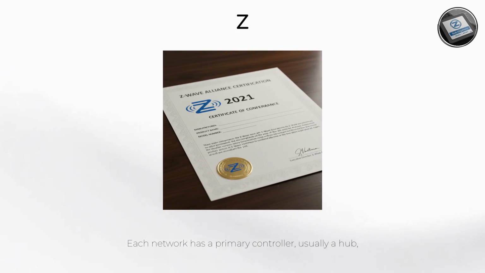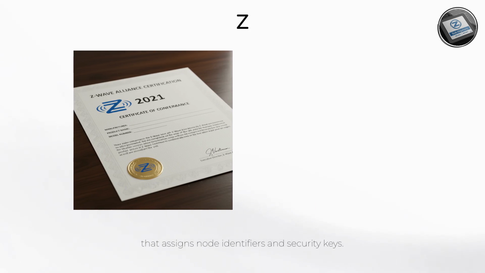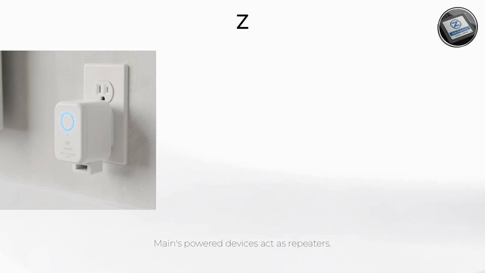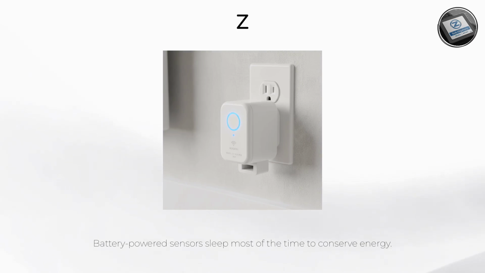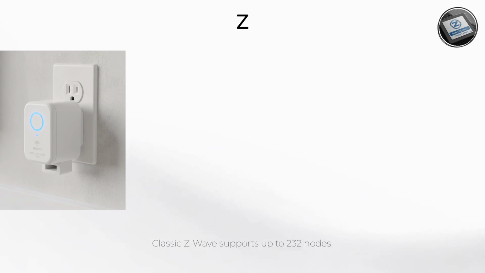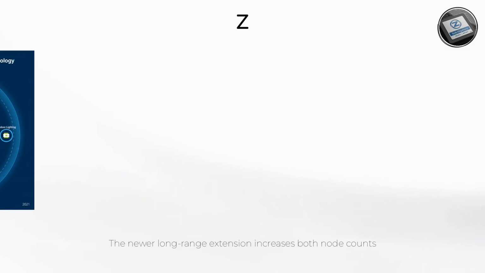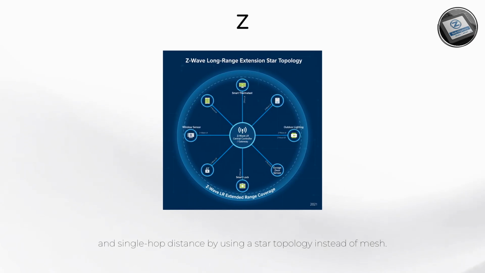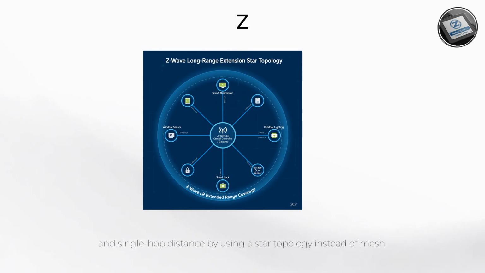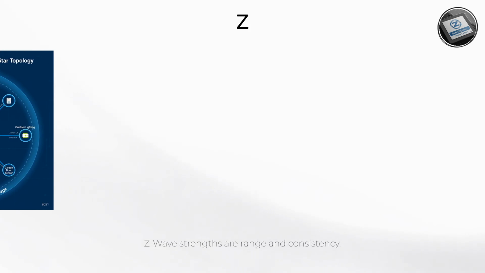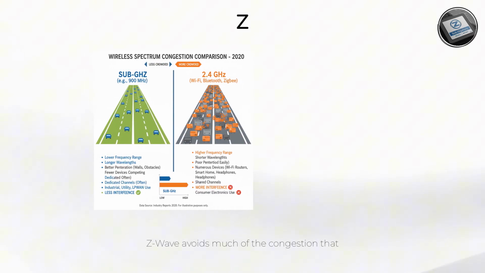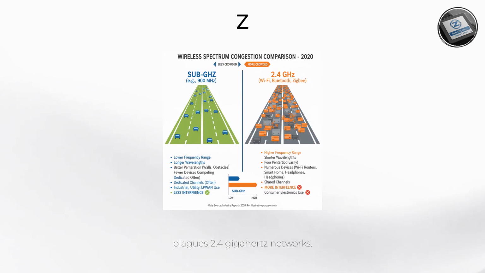Each network has a primary controller, usually a hub, that assigns node identifiers and security keys. Mains-powered devices act as repeaters. Battery-powered sensors sleep most of the time to conserve energy. Classic Z-Wave supports up to 232 nodes. The newer long-range extension increases both node counts and single-hop distance by using a star topology instead of mesh. Z-Wave's strengths are range and consistency. By staying below 1 GHz, Z-Wave avoids much of the congestion that plagues 2.4 GHz networks.